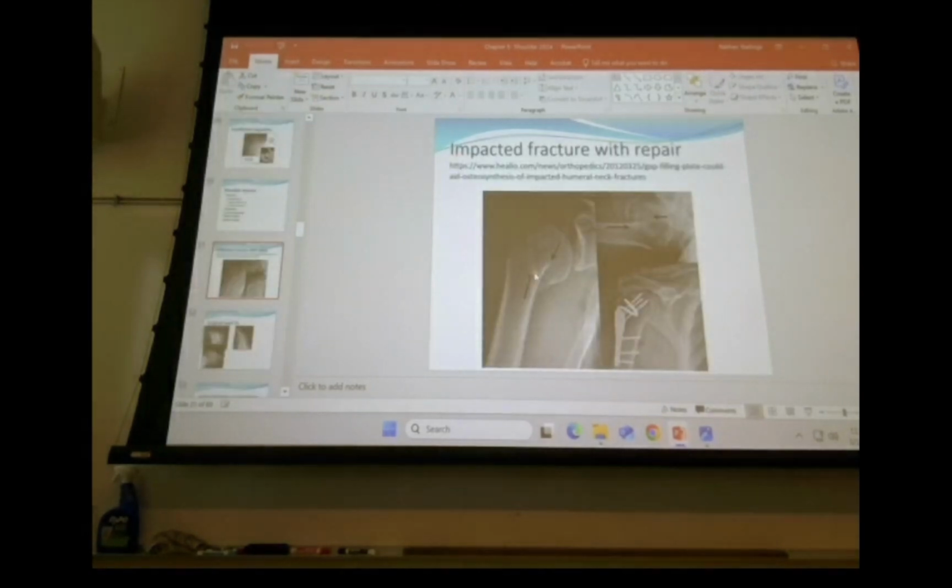So impacted fracture, that's what we've got here. In most cases, and again in my experience, the demographics here are older patients, osteoporotic, and most of the time they're just going to sling the patient. Most of the time they're not going to do any kind of surgery on the patient. Now, I've seen surgery, kind of like a hip pinning, except for the shoulder. So I have seen it, but in most cases, what I've seen is just having them sling it.